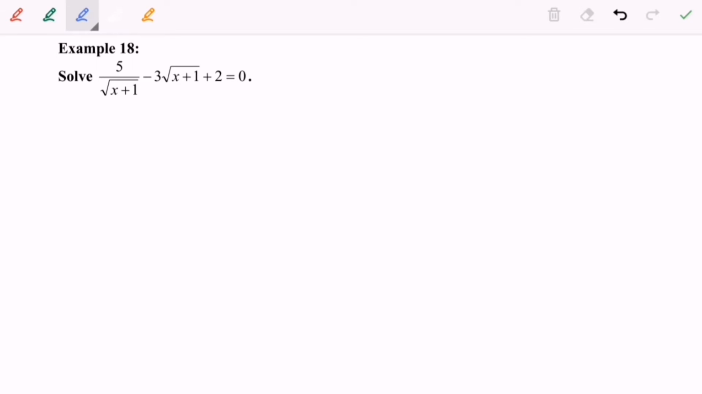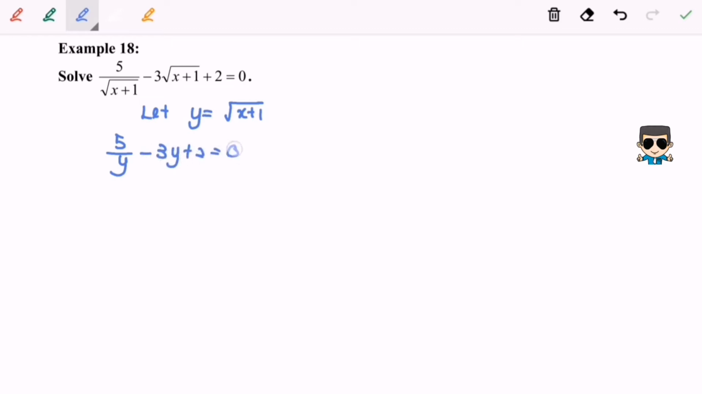Hello everyone. So now I'm going to discuss example 18. Solve 5 over square root of x plus 1 minus 3 multiplied with square root of x plus 1 plus 2 equals 0. For this case, my strategy would be to let y equal the square root of x plus 1 instead of squaring both sides. So we will have 5 over y minus 3y plus 2 equals 0.